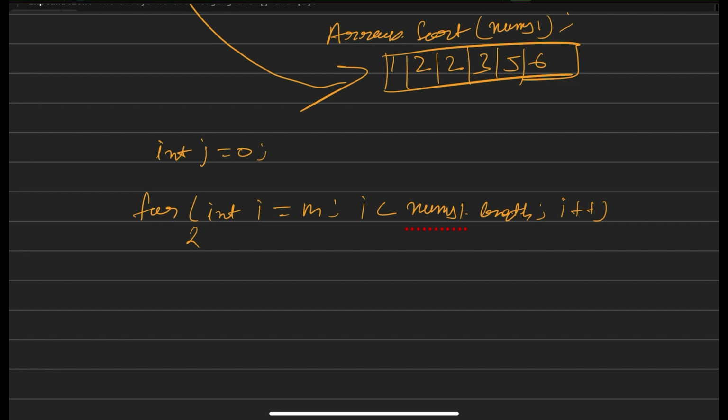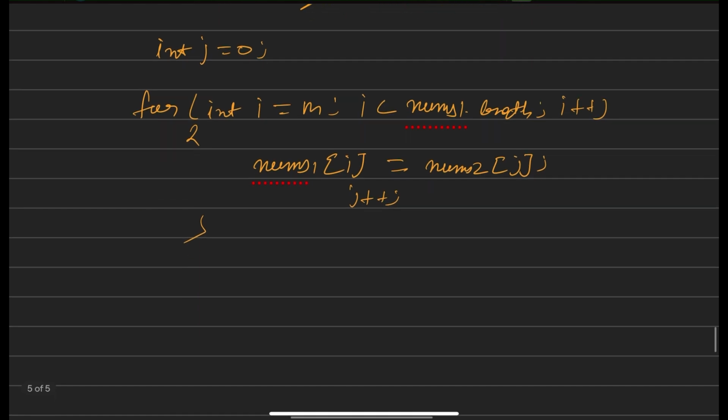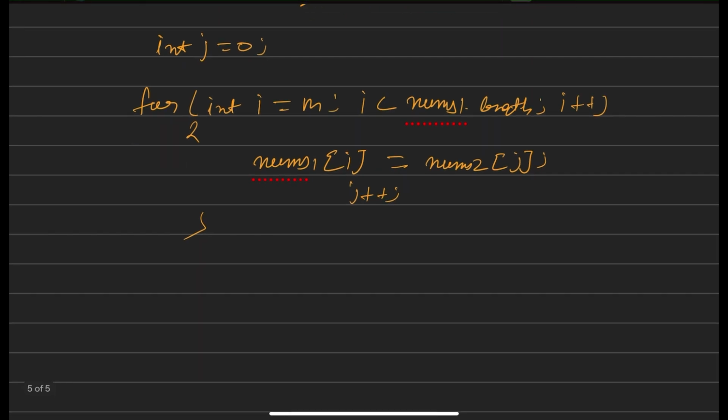In that loop, I store nums2 elements into nums1, and I increment the value of j. Then I close this loop. After that, I just sort my nums1 using Arrays.sort, and I pass the array nums1.